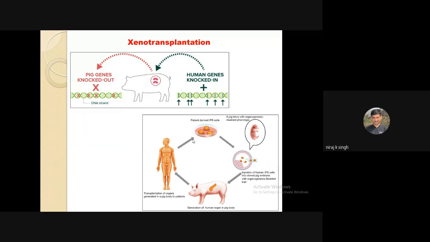Autograft is when an organ or tissue from one part of the same individual is transplanted to another part of that individual. For example, someone has a skin burn on the face. In that case, a small skin patch from the thigh region is taken out, grown in culture, and implanted on the face region. This is known as autograft. In autograft, there is no graft rejection.